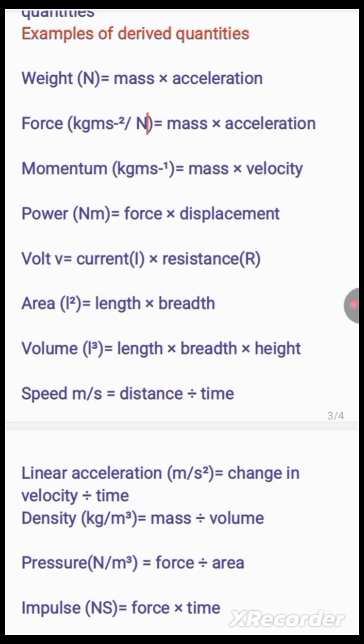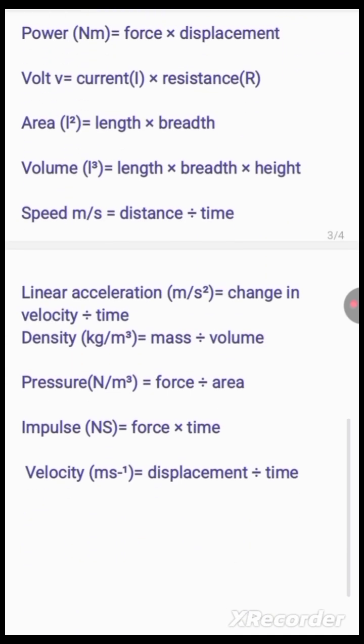Okay? Now, fun fact: let's say we have two objects, A and B. If object A is denser than object B, then we can say that object A has more mass per volume than object B.